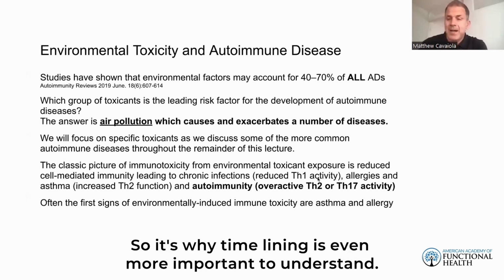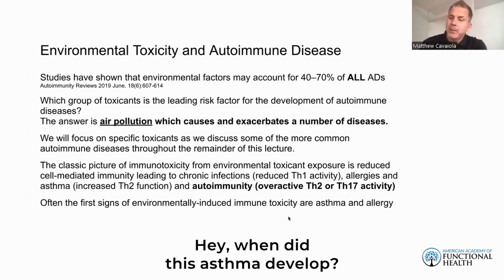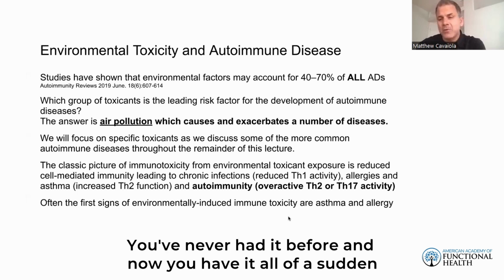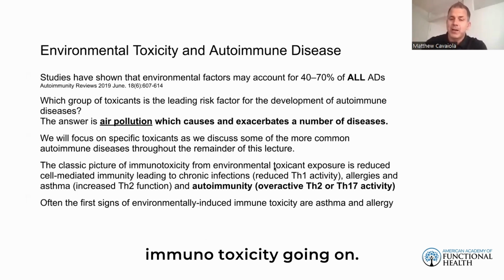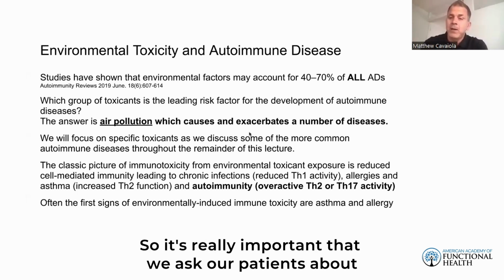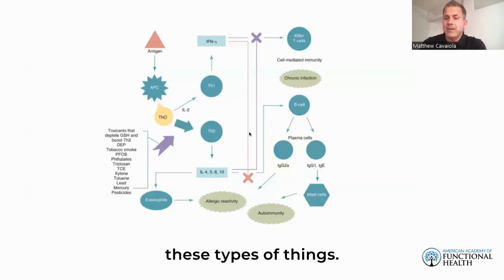So it's why timelining is even more important, to understand, hey, when did this asthma develop? This is new onset asthma. You've never had it before, and now you have it all of a sudden. That's a red flag as a potential sign of this immunotoxicity going on. So it's really important that we ask our patients about these types of things.